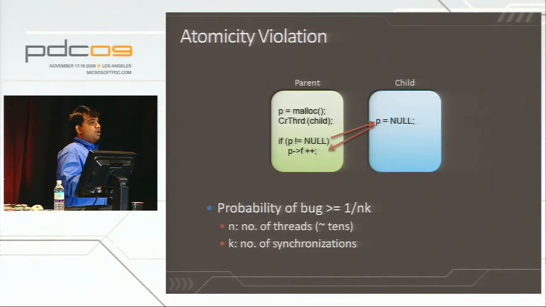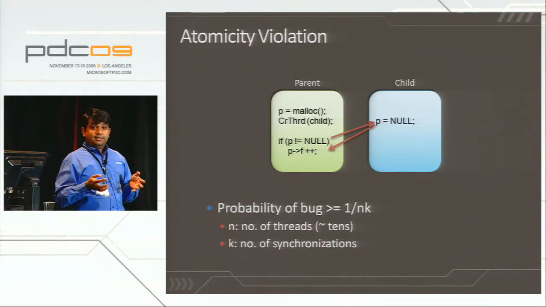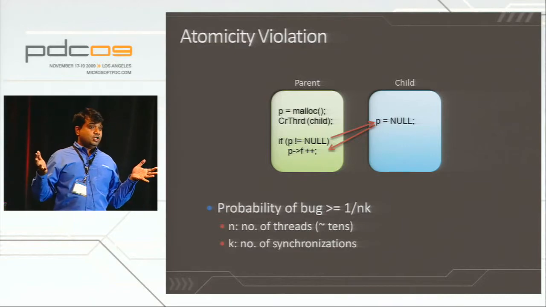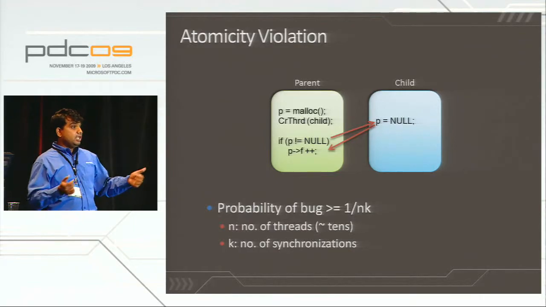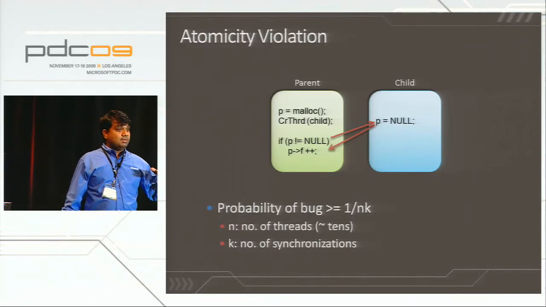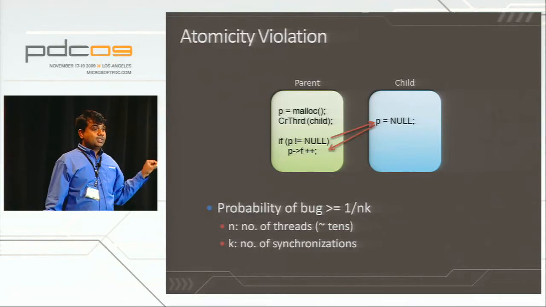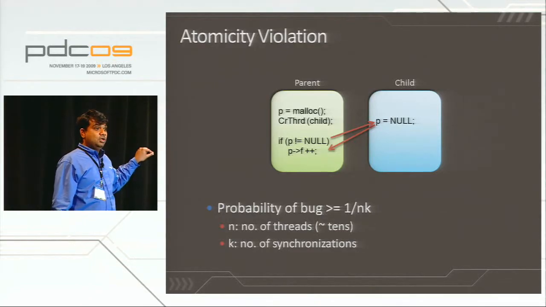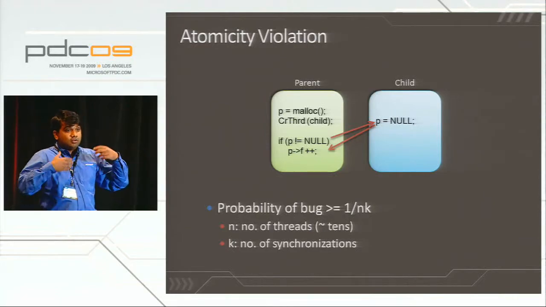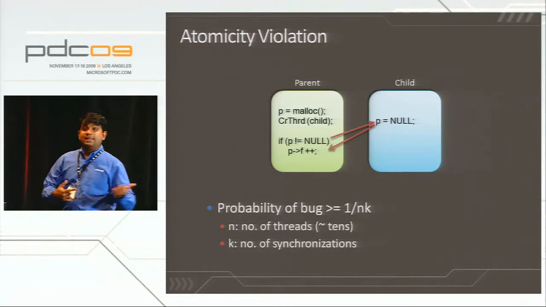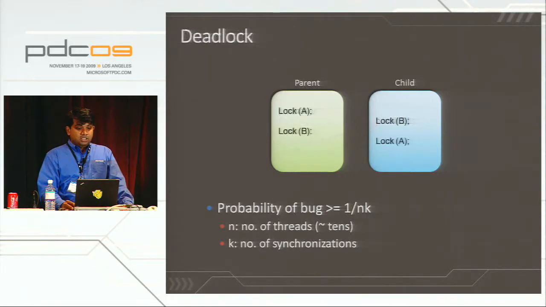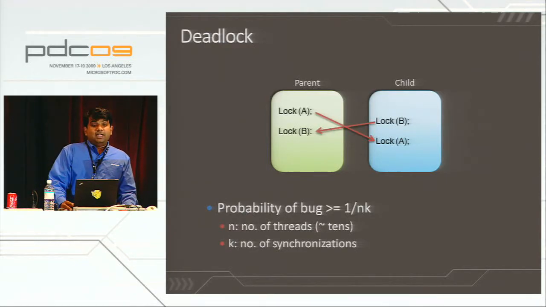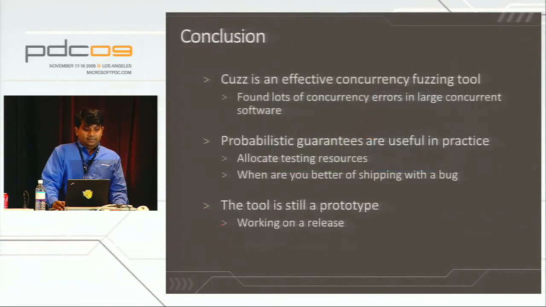Now, you might say, hey, 1 in a million is actually very low. But think about it. Let's say you have 1,000 machines, and each of them can run 1,000 runs of Cuz. You're guaranteed to find this bug. Right? And 1 in nk is actually a lower bound. That means this is the hardest atomicity violation, or the hardest bug of depth 2, that you can introduce in your program. And regular bugs are actually much easier to find than this. And that's what we have found in practice as well. And same thing with deadlock, 1 in nk. We can find this bug with the probability 1 over nk.